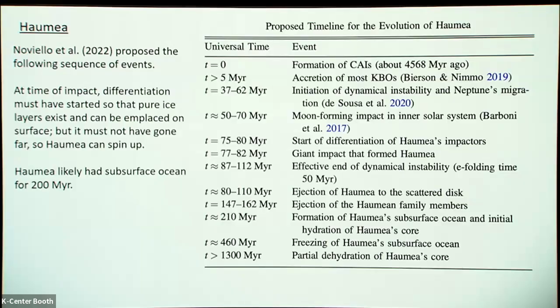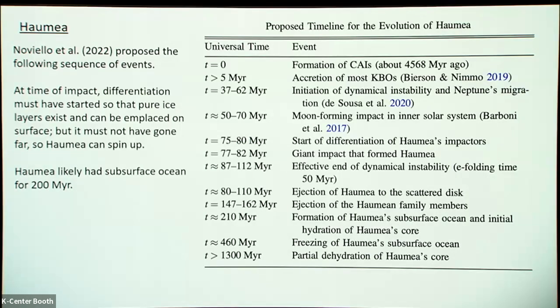They need to start to differentiate so that you can have stripping of whatever's on the outside and yet get down to an icy layer so that after the collision you have ice on the surface. But they can't have gone too far in this because you need Haumea's core to differentiate. And so that puts the timing of when the giant impact happened into this narrow time window if you want to satisfy both of those constraints.